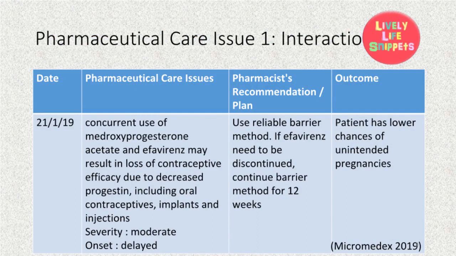The first one is, are there any interactions between contraceptives and antiretroviral drugs? According to Micromedex, concurrent use of medroxyprogesterone acetate and efavirenz may result in loss of contraceptive efficacy due to decreased progestin, including oral contraceptives, implants and injections. This is a moderate interaction with delayed onset. Since it is not an absolute contraindication, we suggest to use reliable barrier method. If efavirenz needs to be discontinued, continue barrier method for 12 weeks. Consequently, patient has lower chances of unintended pregnancies.